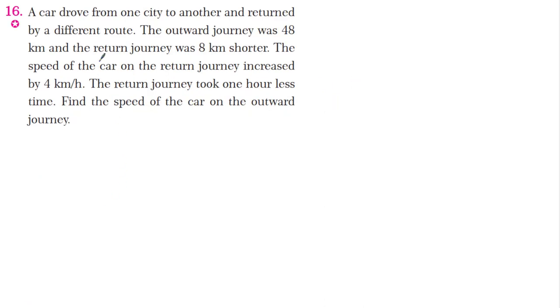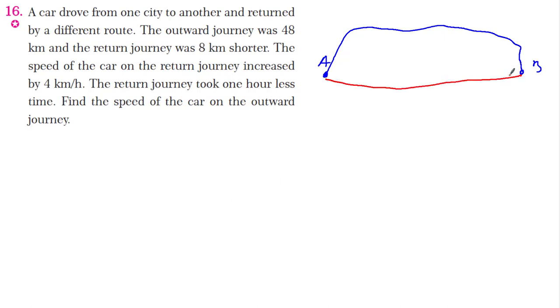A car drove from one city to another and returned by a different route. The outward route, so there is a city A, and here there is a city B. It goes from one route and comes back from a different route. So it goes this way maybe, and it comes back this way. The outward journey was 48 kilometers long, and the return journey was 8 kilometers shorter. That makes it 40 kilometers.